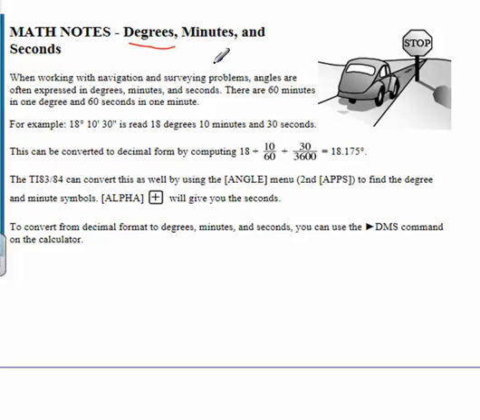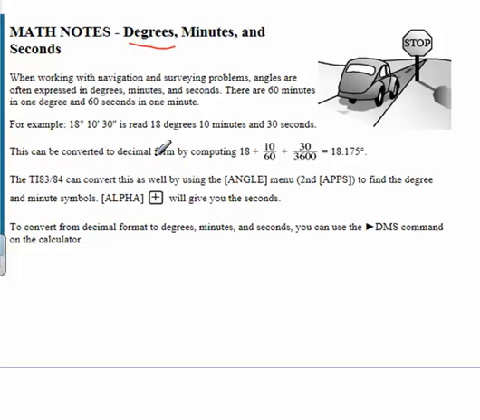So when working with surveying problems and angles that are expressed in degrees, minutes, and seconds, there are 60 minutes in 1 degree and 60 seconds in 1 minute, just like time. And this is how it's written. You are familiar with the degree symbol, that tiny little o, so 18 degrees. And then the 10 with one little mark here, that would stand for minutes, and then 30 seconds, a double mark. So it's translated to that.